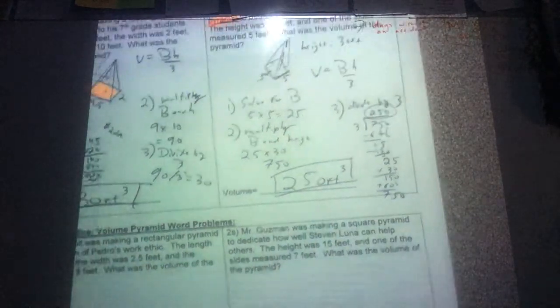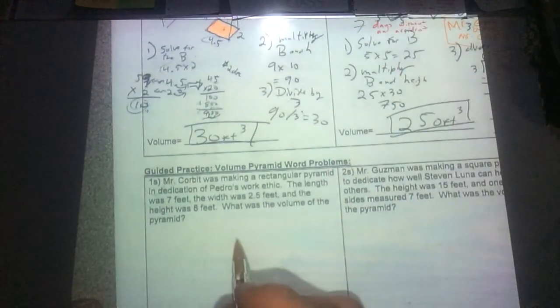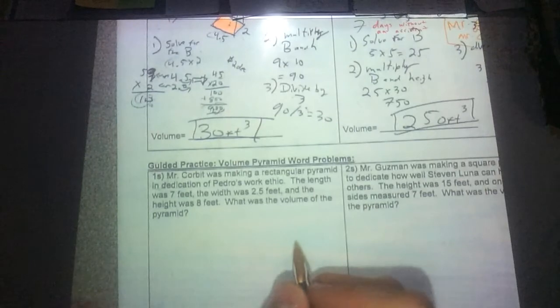250 feet cubed. Okay, so go ahead now, do 1S and 2S, and don't forget, please record these answers in the Edpuzzle video. Thank you very much.